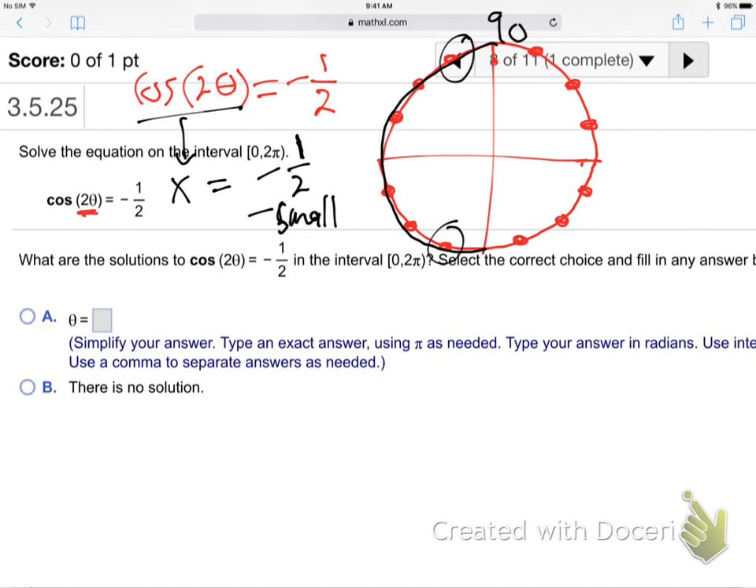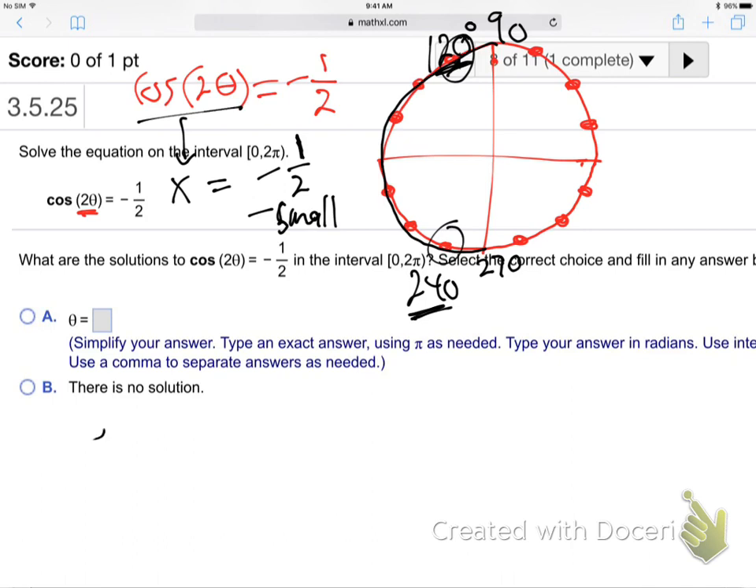So this is a 90. So this must be 120. 120. And this is 270. So this must be 240. So 120, 240, like that. Got those two so far, so good. Let's turn those 2 spots now into radians. So take the 120.